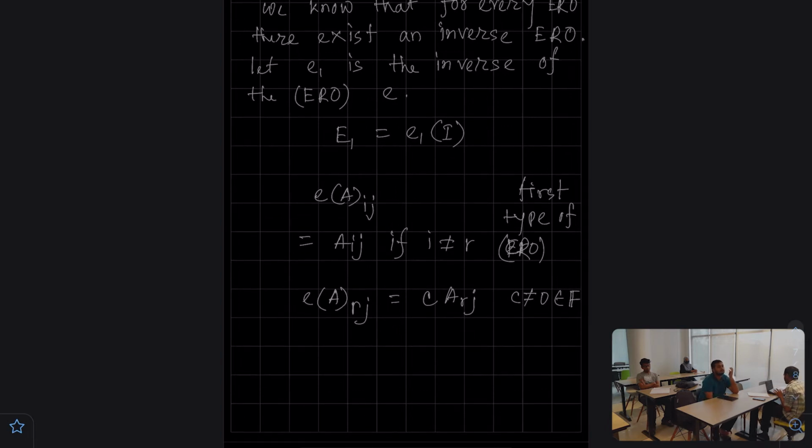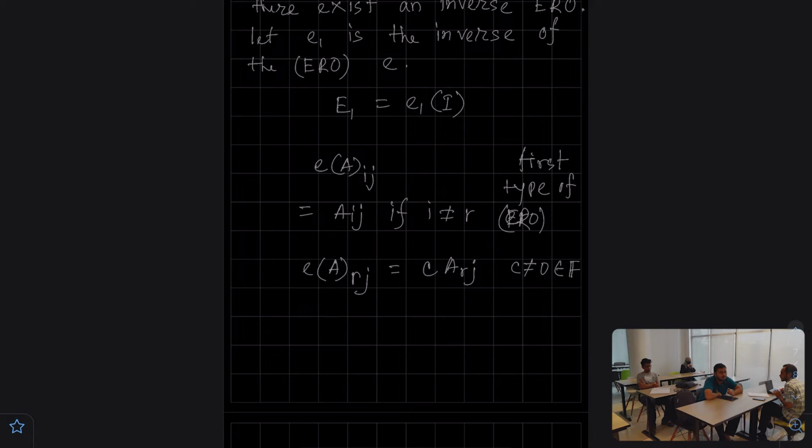Okay, so why can we take the inverse operation of this type? Because C belongs to the field. That means for every non-zero C that is an element of the field, there exists a C inverse, and that is 1 over C. So the inverse operation will be what? I can multiply this row by 1 over C, and I can define that as an operation E1.